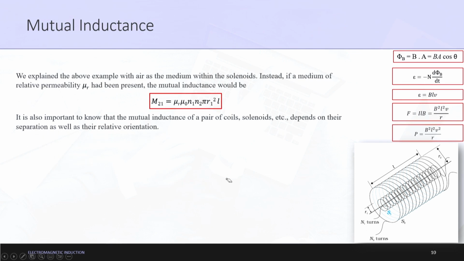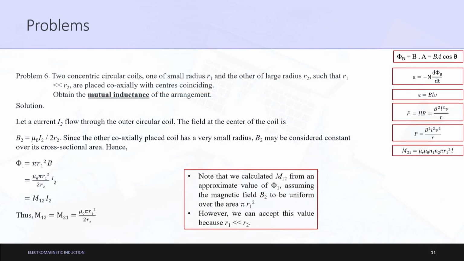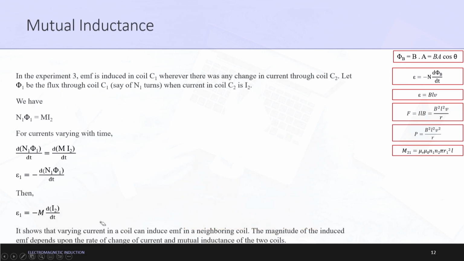Moving on, if the medium is air, then the value of mu r is 1. But if the surrounding is changed and it is not air, then the value of mu r, that is the coefficient of relative permeability, gets changed, and for finding the mutual inductance we just multiply the complete formula we calculated in the last slide by mu r. After this a problem was dealt with in which the value of mutual inductance we found was mu naught pi R1 square upon 2 R2. A small discussion is left here, so please focus now.